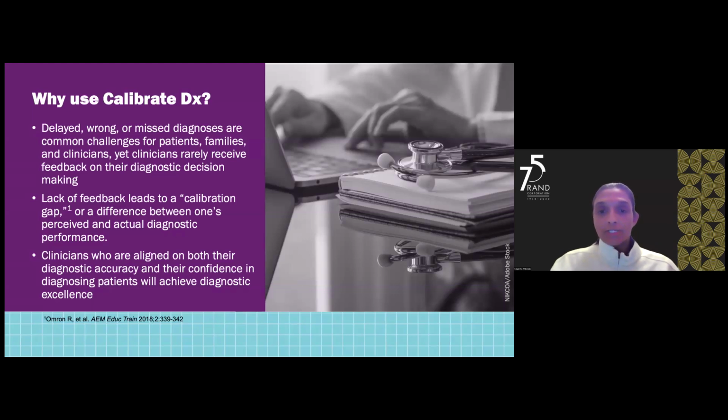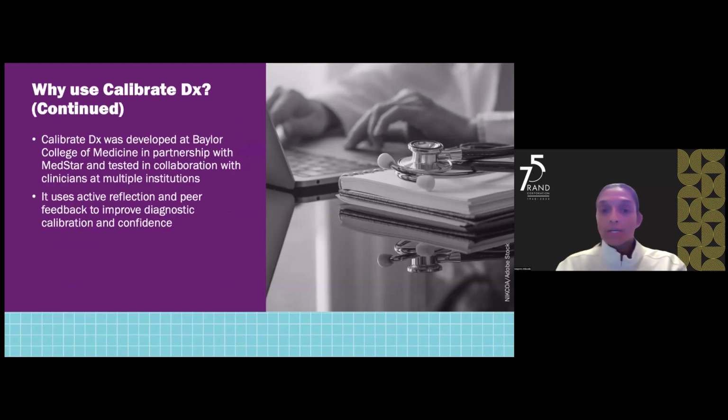So why use CalibrateDx at all? Delayed, wrong, or misdiagnoses are common challenges for patients, families, and clinicians, but individual clinicians rarely receive feedback on their diagnostic decision-making. This lack of feedback to clinicians can sometimes lead to what is known as a calibration gap, which is the difference between one's perceived diagnostic performance, so how you think you did, and one's actual diagnostic performance. Clinicians who are aligned on their diagnostic accuracy and on their confidence in diagnosing patients will achieve diagnostic excellence. And that's really what this tool aims to address.